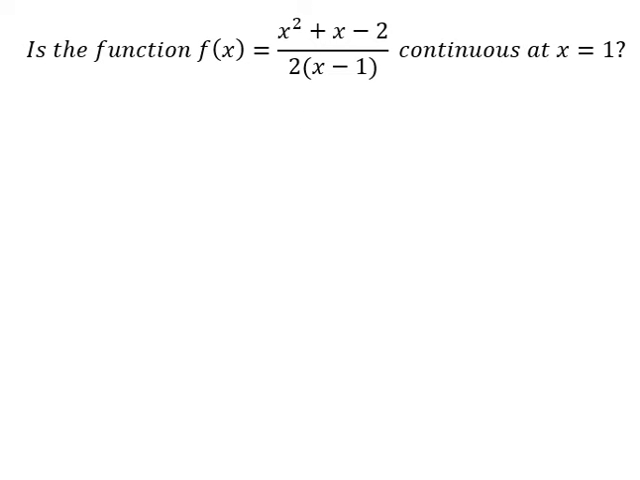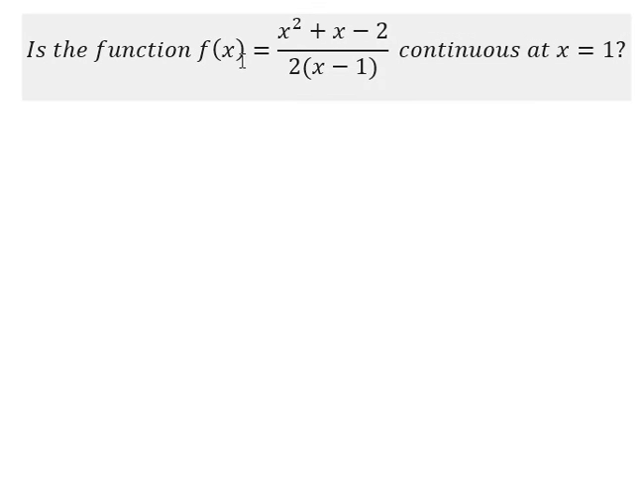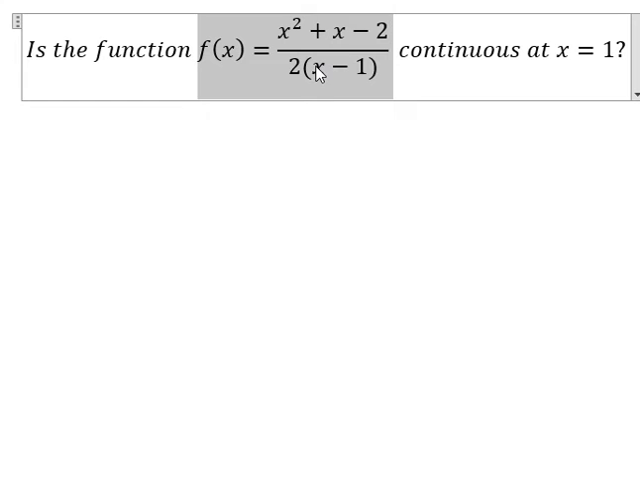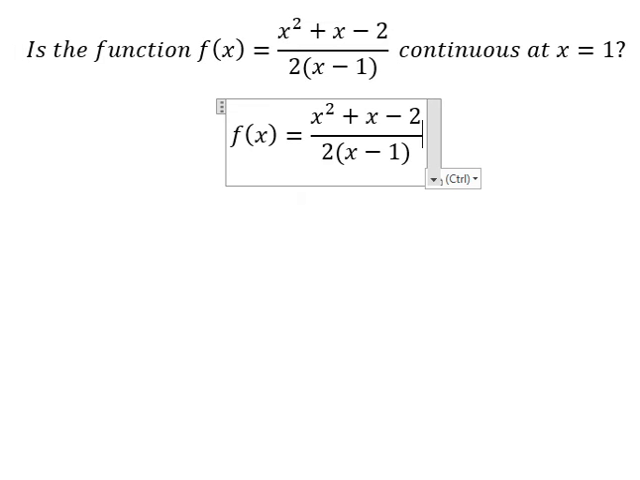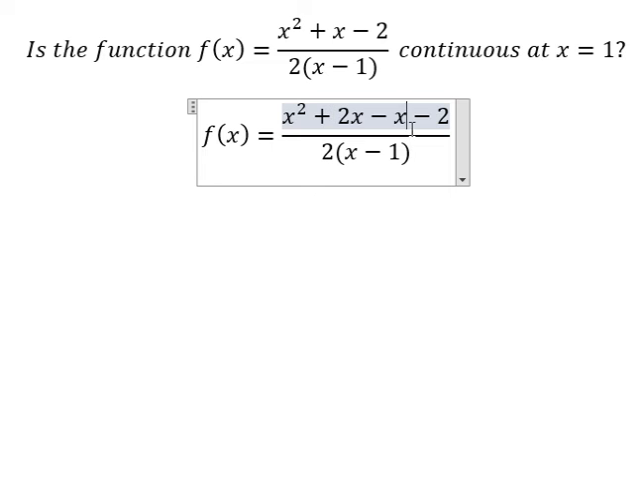So now I want to show you how to answer: is the function f of x continuous at x equals number 1? So we have this function in here. About x, I can put 2x minus x, because 2x minus x, we have x.